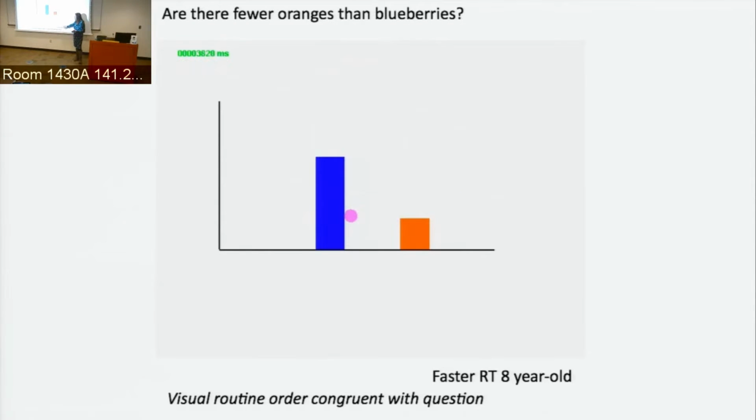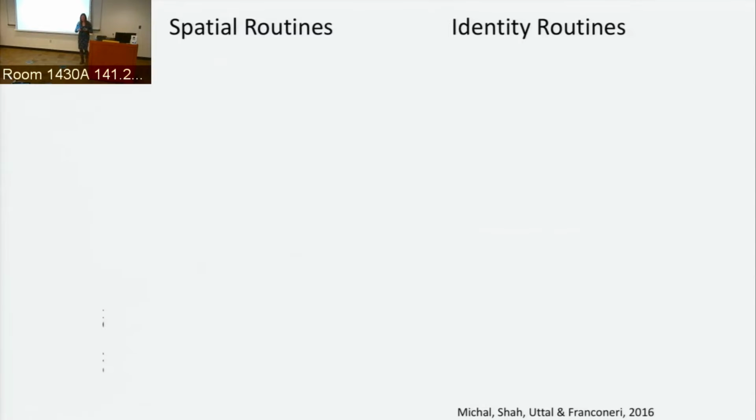So we would refer to this kind of attention strategy of choosing how to look at the graph as a visual routine, okay? And in this case, this child's visual routine is congruent, or in the same order as the question. So I've just shown you some cherry-picked examples, but if we look at the data sets over all the children, we can first see what are their spatial routines in terms of, do they look at the left bar first or the right bar first? Because that first child I showed you looked at the left bar first, but we want to know how often is that happening across all the trials.